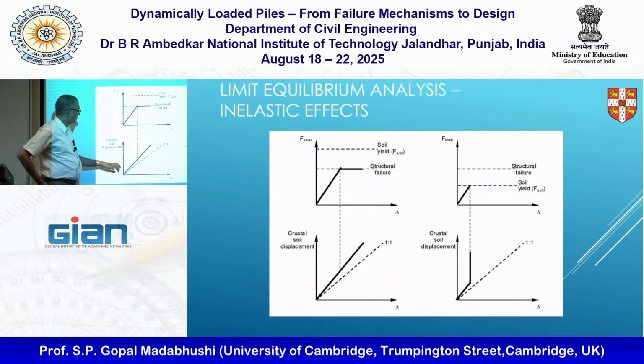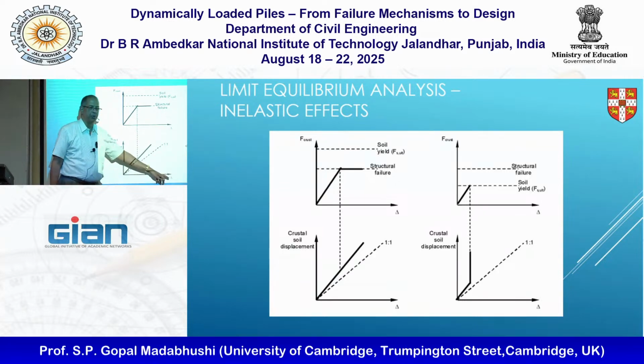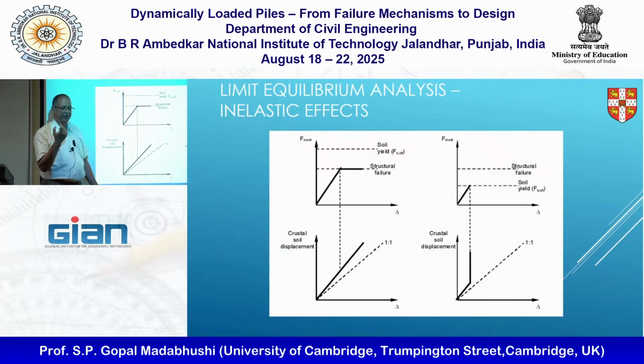Now, what you have here is how much the crust wants to move, which we calculated in the first lecture. So this is how much the crust wants to slide down due to lateral spreading, versus how much the pile wants to move. We said the relative displacement is the important bit, right?